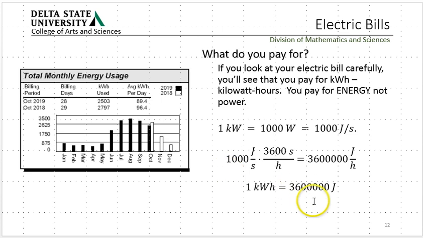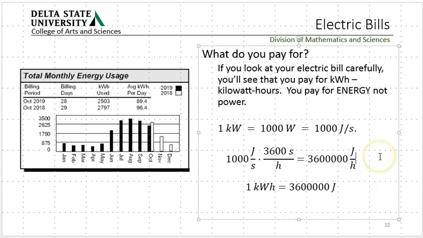1,000 joules per second times 3,600 seconds per hour is 3.6 million joules per hour. Right, joules isn't a great unit for doing this, which is why we use kilowatt hours. But if we look at what 1 kilowatt hour is, 1 kilowatt hour is 3,600,000 joules of energy. That's a kilowatt hour, right? And that's what we actually pay for.